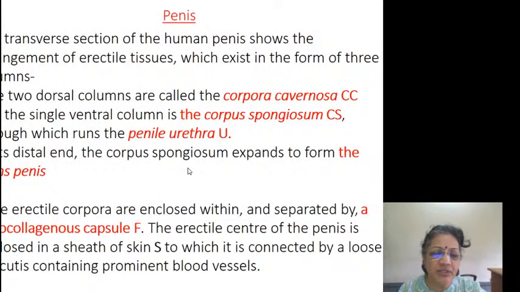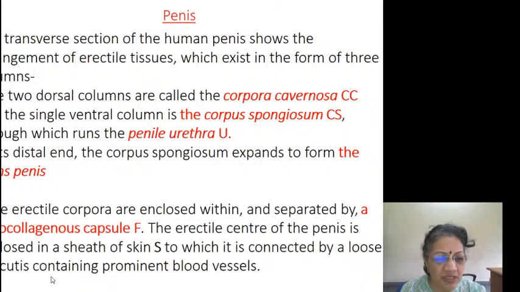But let's look at its features. So there is an arrangement of erectile tissues which are at the back or dorsally placed, and a single ventral collar which contains the penile urethra. And at the distal end, the corpus spongiosum alone expands to form the glans penis. These erectile corpora are enclosed and separated by a fibrocollagenous capsule. That means most of the fibers are of a collagenous nature. The surrounding of the corpus spongiosum also has its own thinner capsule which has a little more elastic tissue actually, whereas the cavernosa has more of a collagenous tissue.